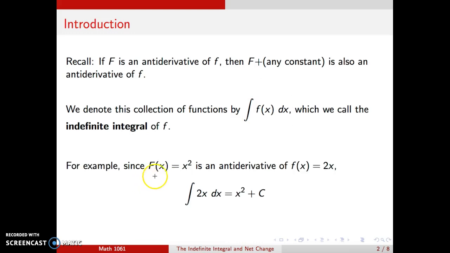For example, we've shown previously that capital F of x equals x squared is an antiderivative of lowercase f of x being 2x. The way you check that is the derivative of x squared is 2x, so capital F prime equals lowercase f. In this new notation, we'd say the indefinite integral of 2x is x squared plus c, the collection of all the antiderivatives.